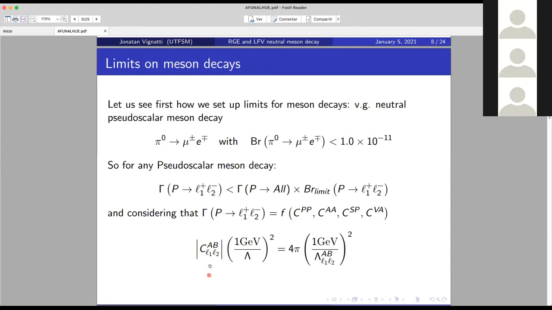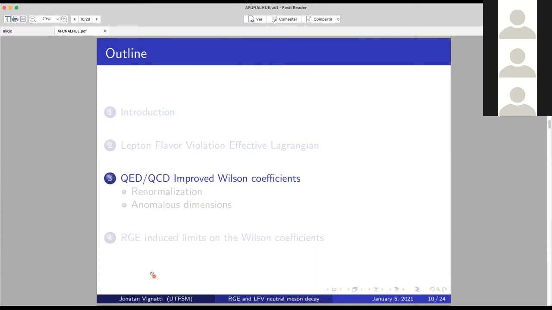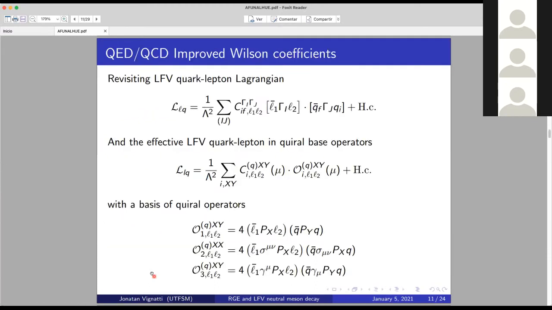So the Wilson coefficient is related to this lambda that has energy dimensions. This lambda is the scale at which lepton flavor is violated. But let's see how QED and QCD can improve the Wilson coefficients.